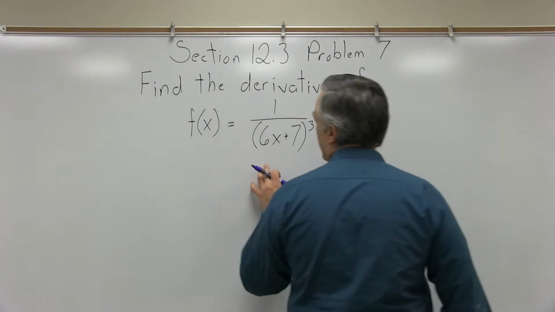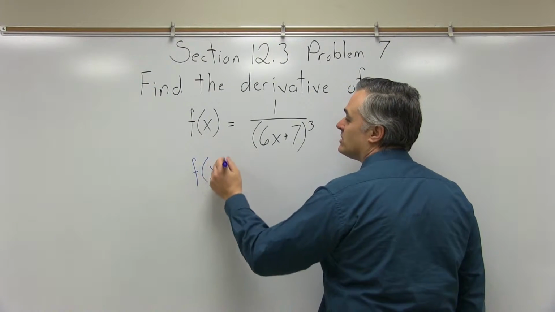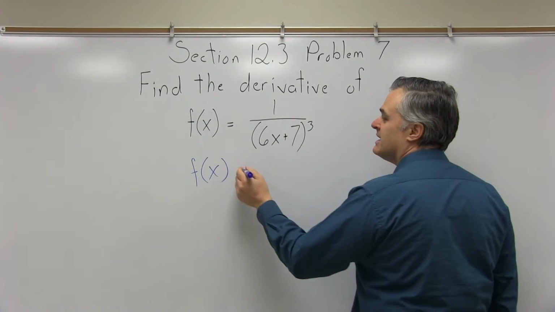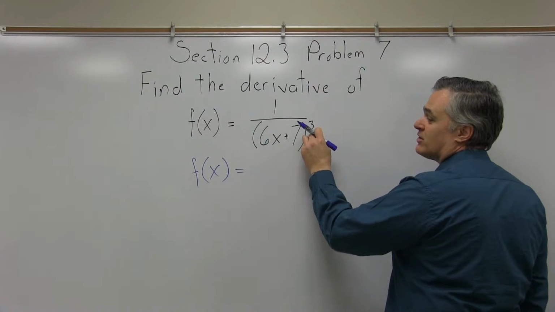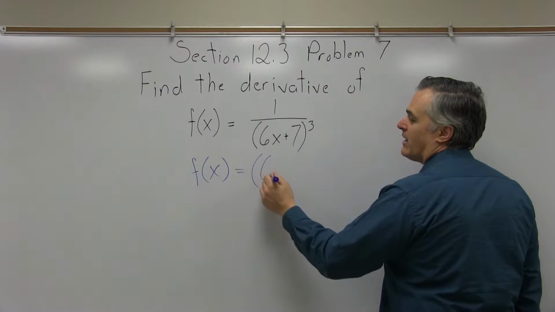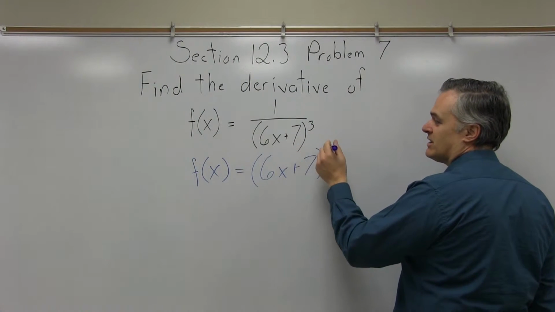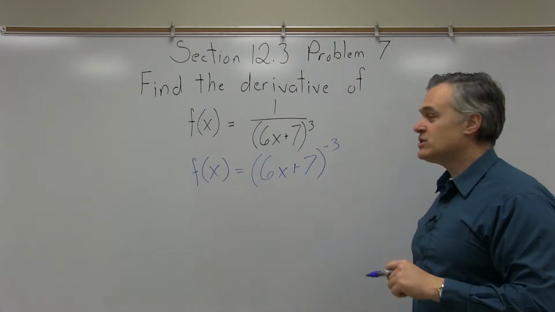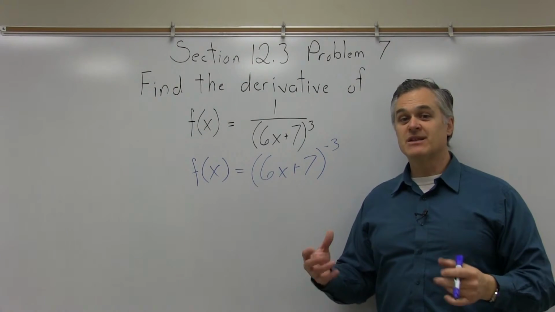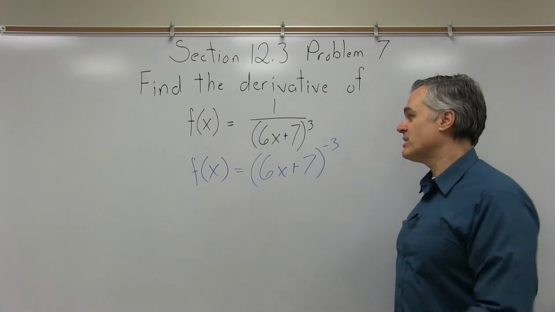So the way I would do this is first I would rewrite the problem. So notice, no prime yet, it's still f of x equals, instead of the 6x plus 7 being in the denominator to the third power, I would write 6x plus 7 without a fraction and make the exponent negative 3. So now it's the same function written in a different form, but now it fits my chain rule. Now I have stuff in parentheses to a power.